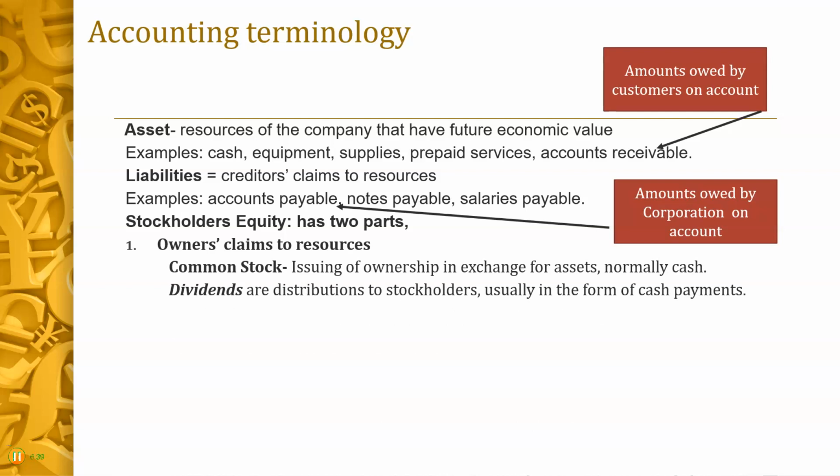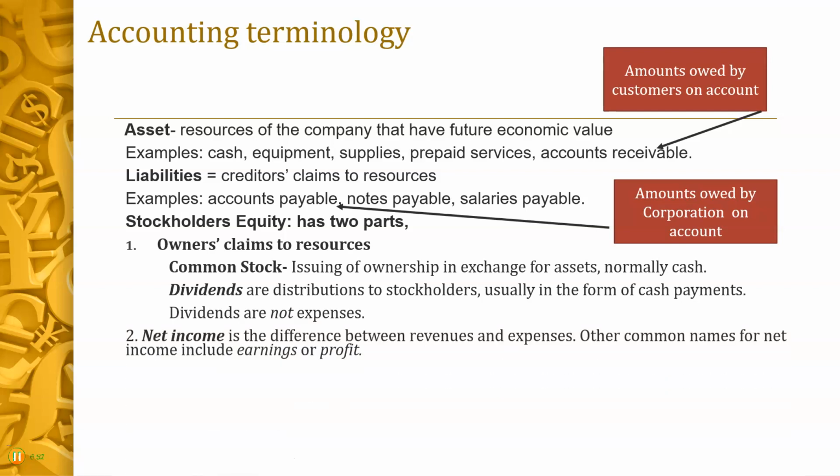Dividends are distributions to stockholders, usually in the form of cash payments. They reduce equity whenever we issue dividends because we're giving them back money. Now, dividends are never an expense. Remember that. Net income is the difference between revenue and expenses.